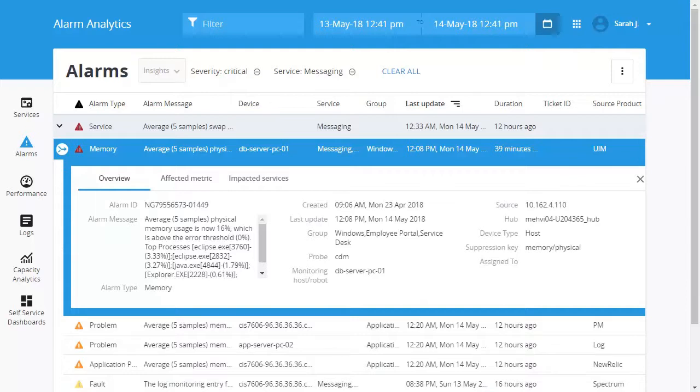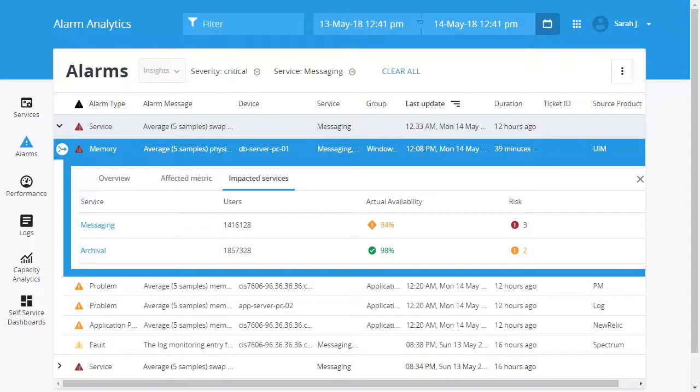Sarah now looks at the alert overview, showing UIM alarm specifics, which include alarm ID, alarm message, alarm type, date created, last update date, group, probe name, monitoring host or robot, source IP, hub, device type, suppression key, and assigned to. Sarah now looks at the impacted services. She sees the messaging and archival services are impacted. Sarah goes back to the affected metric so she can look at the correlated metrics.